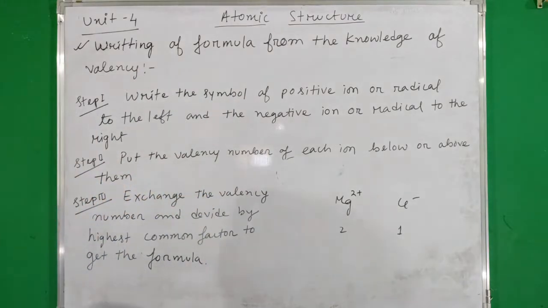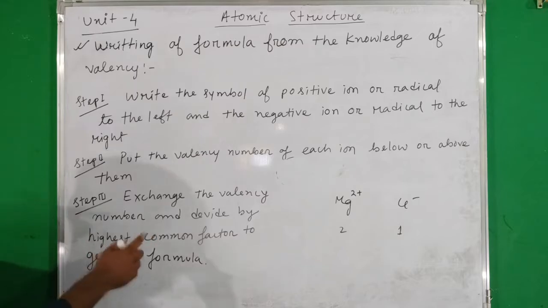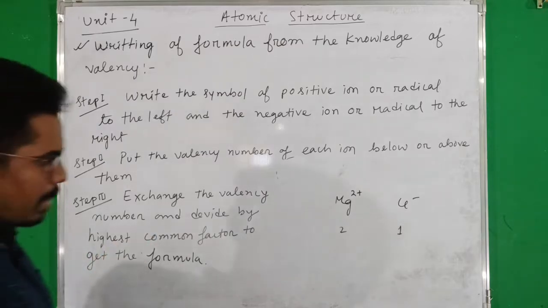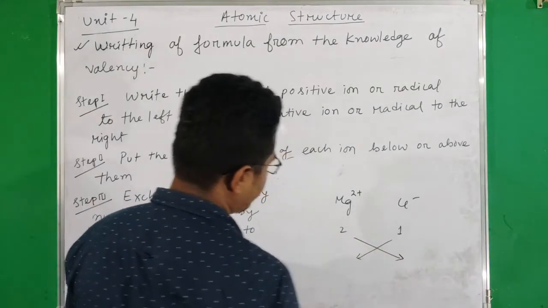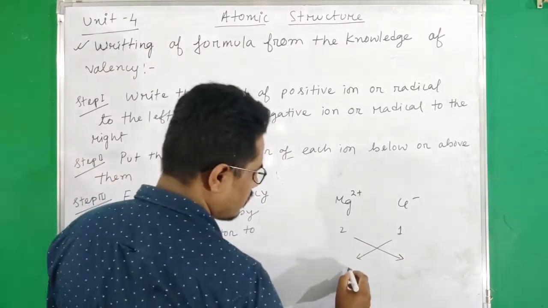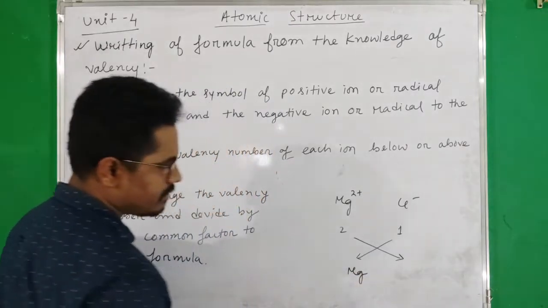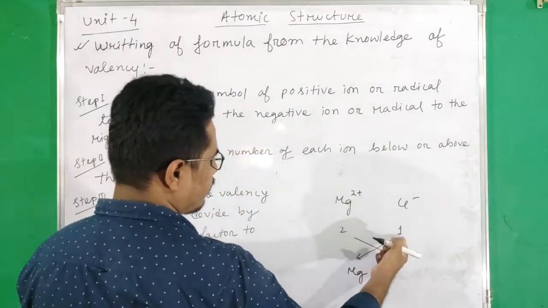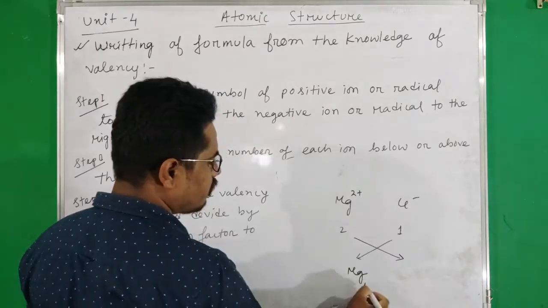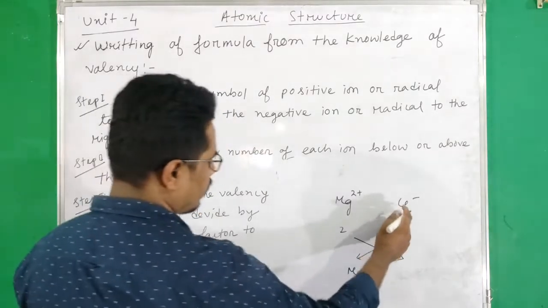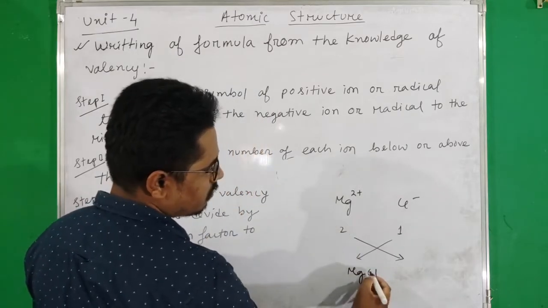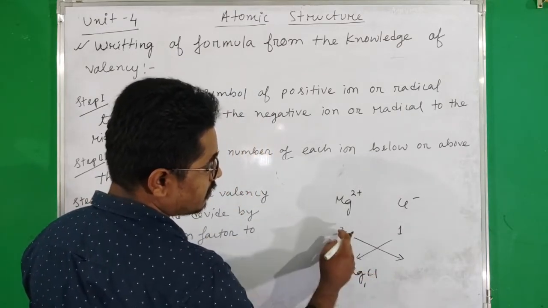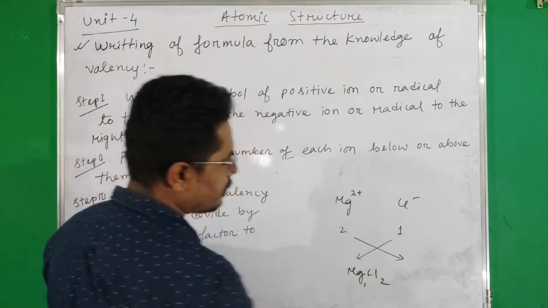In third step, exchange the valency number and divide by highest common factor to get the formula. In third step, you have to exchange their valency numbers. Here will be magnesium. The valency number of chlorine is 1. So you have to put 1 here. Then chlorine, the valency number of magnesium is 2. So therefore, after exchanging, you have to put 2 here.